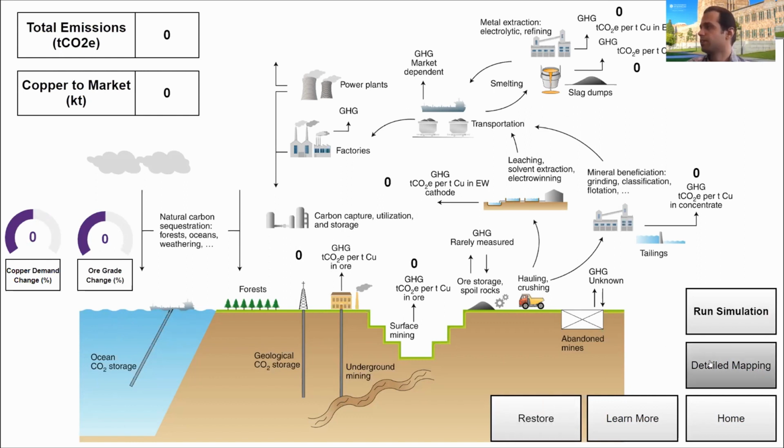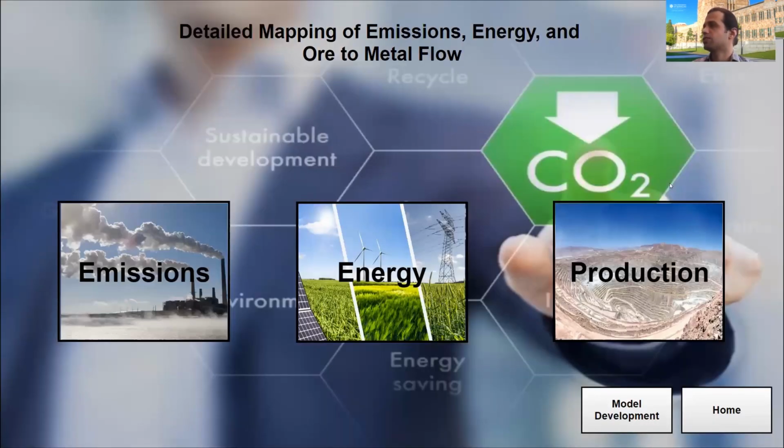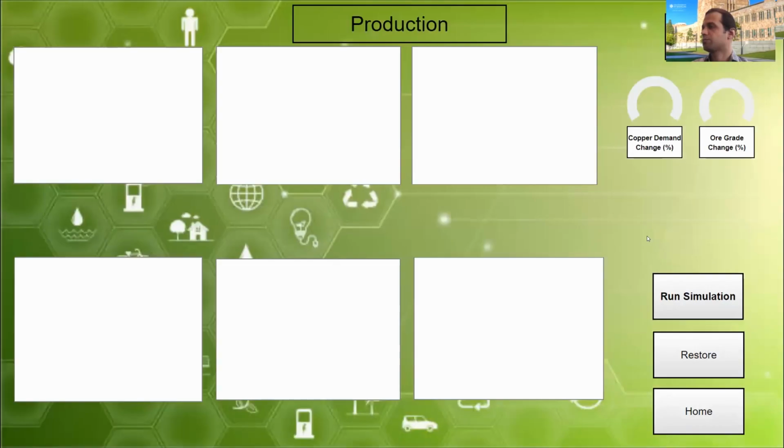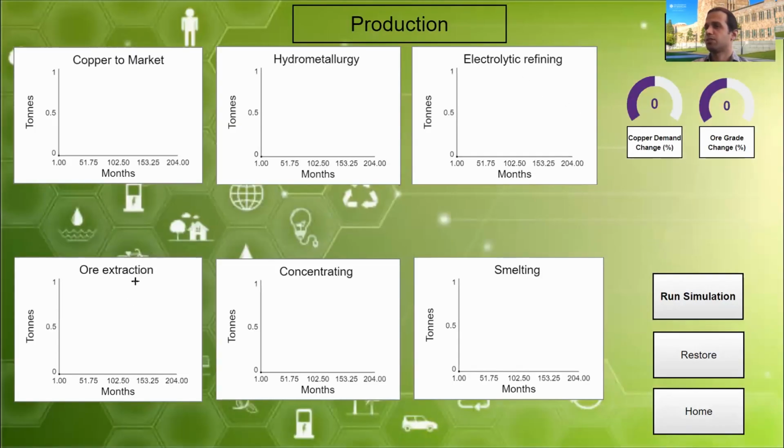Let's have a more detailed look into the model. As you can imagine, these 3 streams of emissions, energy, and production are very much related to one another. Here we can look at the production stream only, where it follows the amount of ore going through various stages of the operation, from extraction through the pyrometallurgy stream, concentrating, smelting, electrolytic refining, or hydrometallurgy, and how much is produced, which goes to the market. Again, there are some variables that we can change.